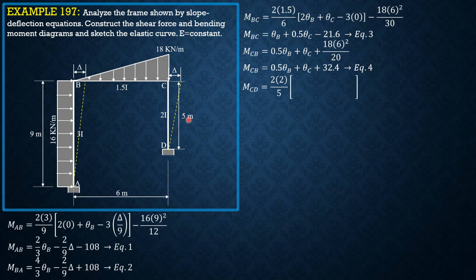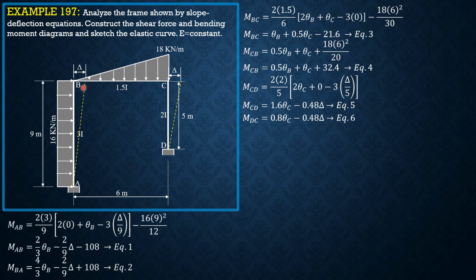Then for MCD, equals 2 times 2 over 5, quantity 2 theta C plus 0 minus 3 times delta over 5. Then there's no fixed moment, there's no loading. Simplifying, we have 1.6 theta C, then minus 0.48 delta, equation 5. MDC, on the other hand, theta D is doubled, but it is 0. So therefore, the coefficient of theta C will just be 1, so this becomes 0.8. So MDC is 0.8 theta C minus 0.48 delta. Call that equation 6.